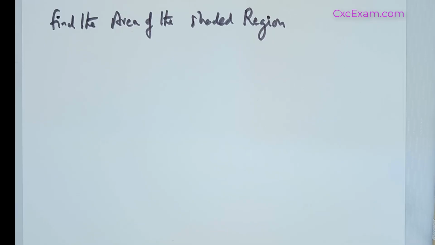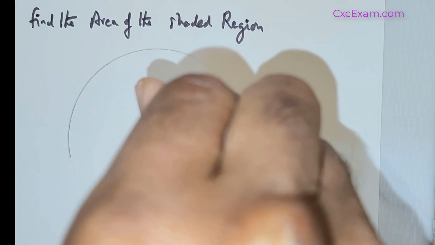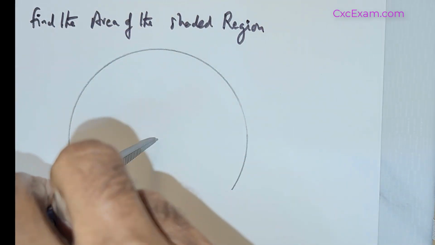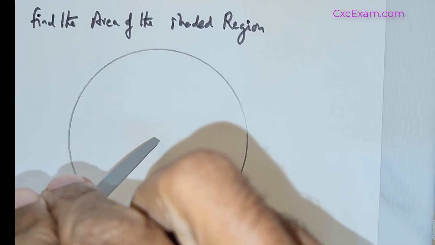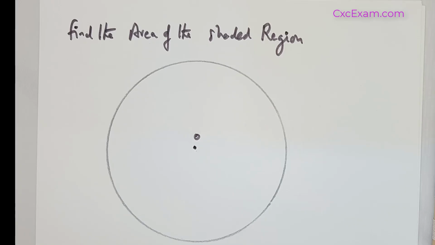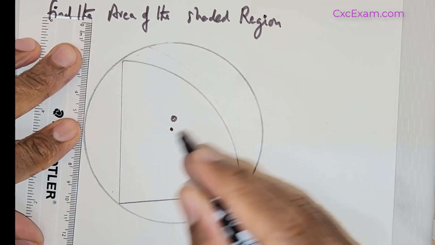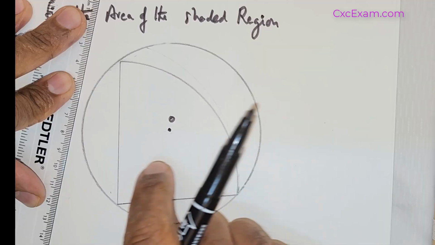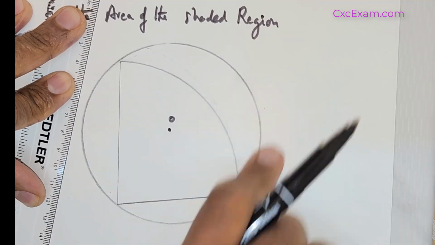Okay, we have an interesting question. First, I will have to draw the circle. So this is the all important circle. Fair enough. Now I have to draw another circle. So let's do that. Okay, so we have a part of a circle being present inside the parent circle.